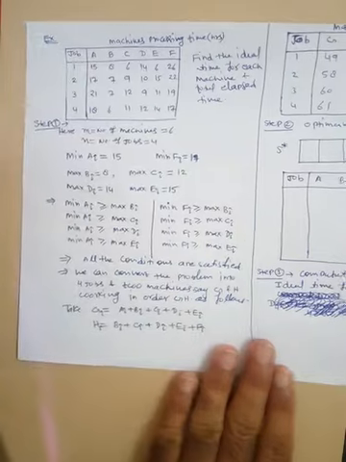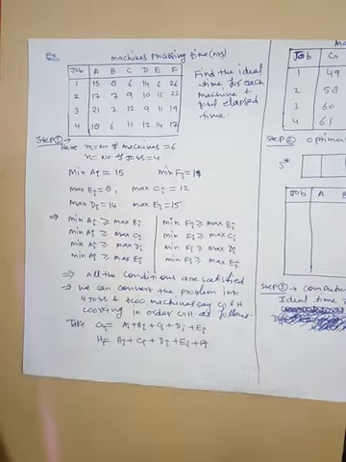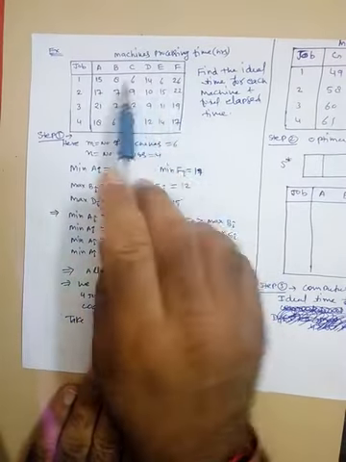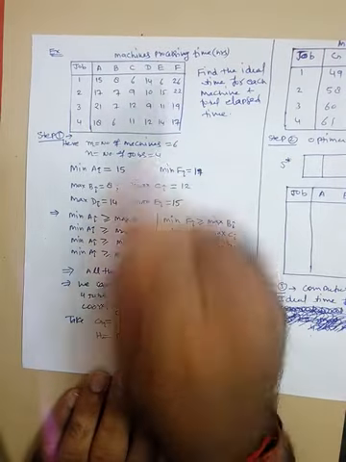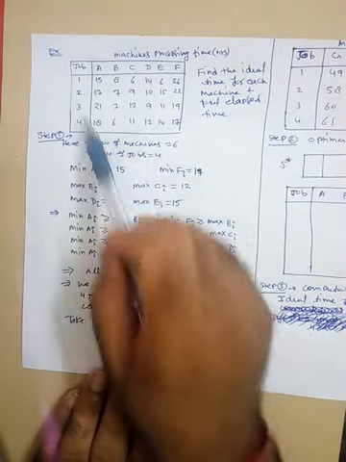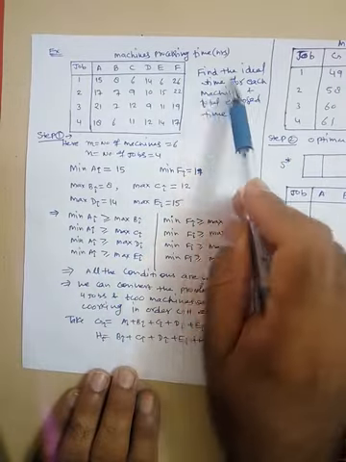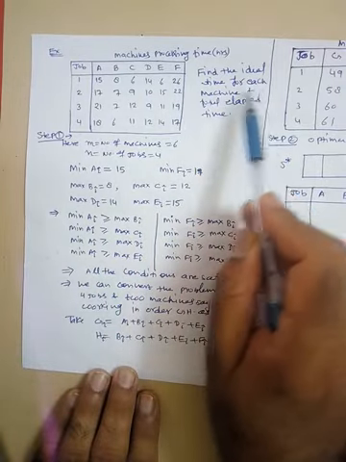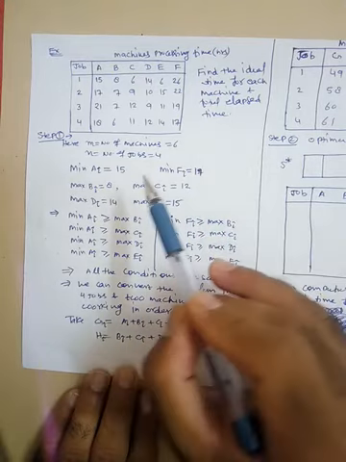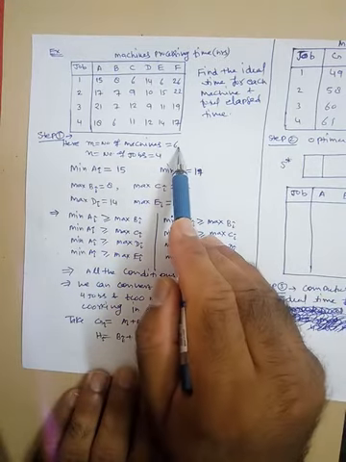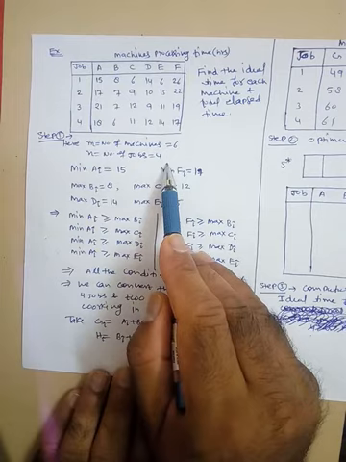Now we are going to take one example. This is the example. Here we have 4 jobs and 6 machines. These are the processing times in hours. Find the idle time for each machine and the total elapsed time. So here the number of machines is 6 and the number of jobs is 4.